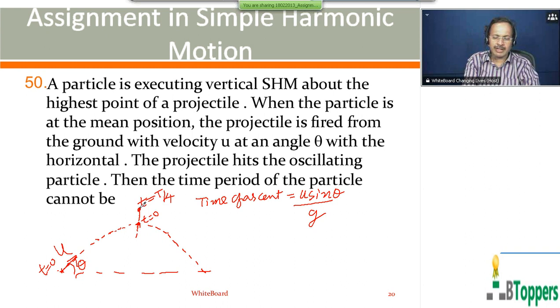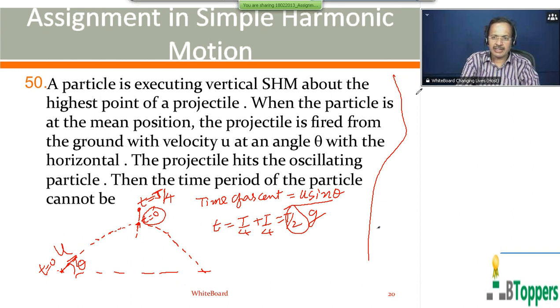And the time taken to move from one of the extreme positions back to the mean position again is capital T by 4. So if the particle is at the mean position at t equal to 0, it will be again at the mean position after a time equal to T by 4 plus T by 4, that is T by 2. That means the particle is again found at the mean position at regular intervals of time equal to T by 2.